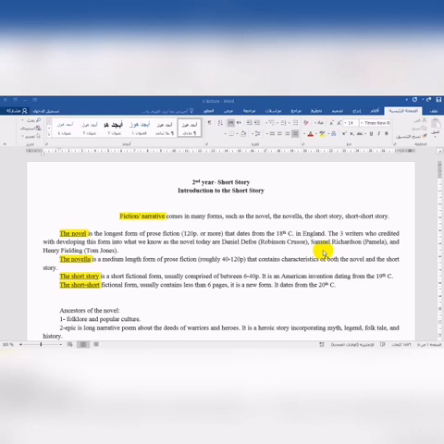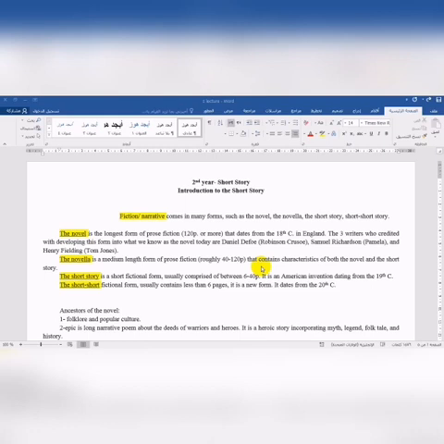The novella is of medium length, shorter than the novel and longer than the short story, roughly from 14 to 120 pages. This is the length of the novella, and it contains characteristics of both the novel and the short story. Each type of narrative has certain features. The novel has certain characteristics, the short story has different features from the novel, and the novella is something between the two. It gathers the features of this type and that type.